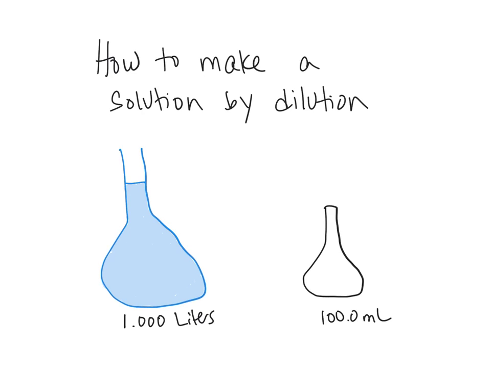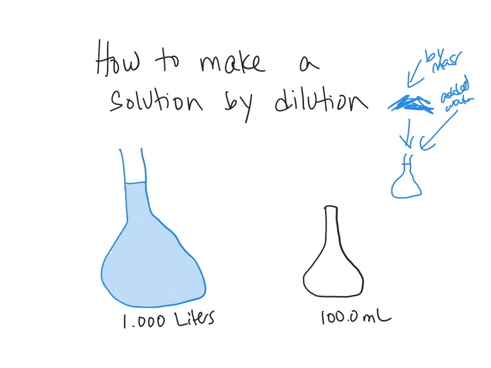Okay, so in the last video, we talked about making a solution by massing out a certain amount of a solid. So you had some solid stuff and you weighed it, and then you put that into a flask, and the second step was you added water. That is making a solution by mass.